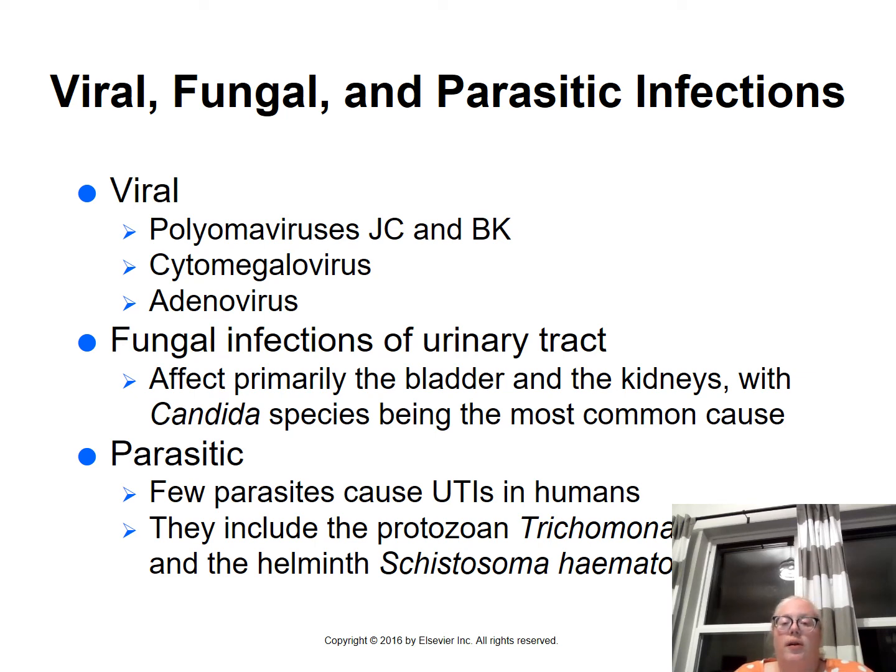Fungal infections of the urinary tract affect primarily the bladder and kidneys. Candida is typically the most common causative agent of fungal infections of the urinary tract. And then as far as parasitic UTIs, very few parasites cause UTIs in humans. You'll see the names of them there. The main cause of schistosomiasis is the contamination of water supplies with human waste. I'm going to spell that. Schistosomiasis.